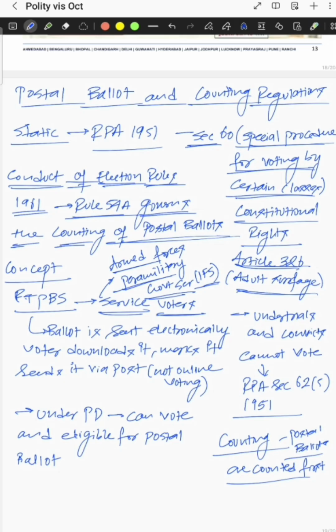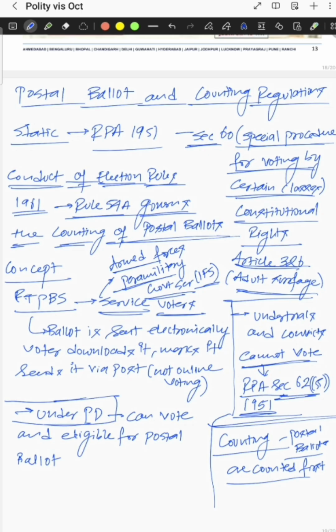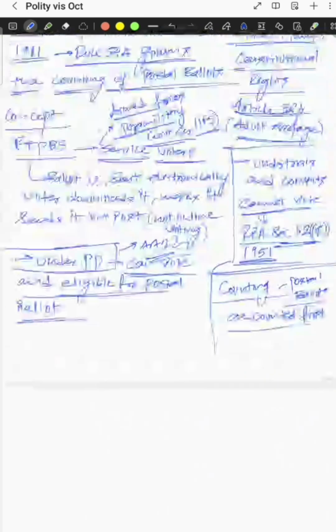Next point is, can undertrials or convicts vote in an election? No, they cannot vote. Because the Representation of the People Act 1951, Section 62, clause 5 says that they cannot vote. And regarding counting, first postal ballots are counted and then the regular votes are counted. One more thing: can people under preventive detention law vote? Yes, they can vote and are eligible for postal ballot. Preventive detention is under Article 22.